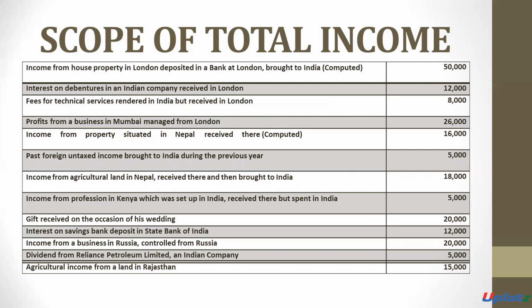Income from house property in London, which is deposited in the Bank of London, brought in India, 50,000 rupees. Interest on the dividend of an Indian company received in London, 12,000.